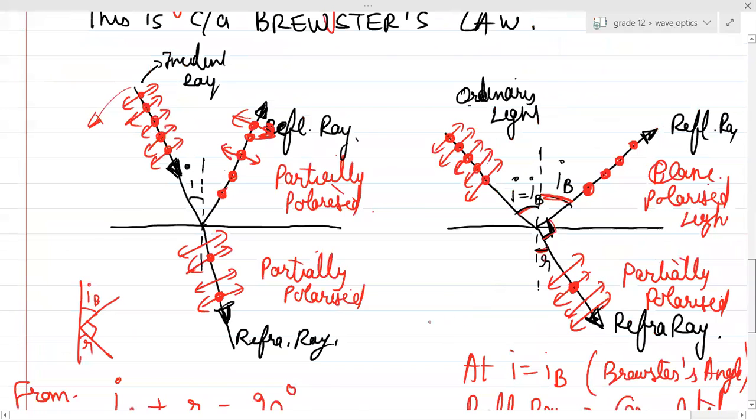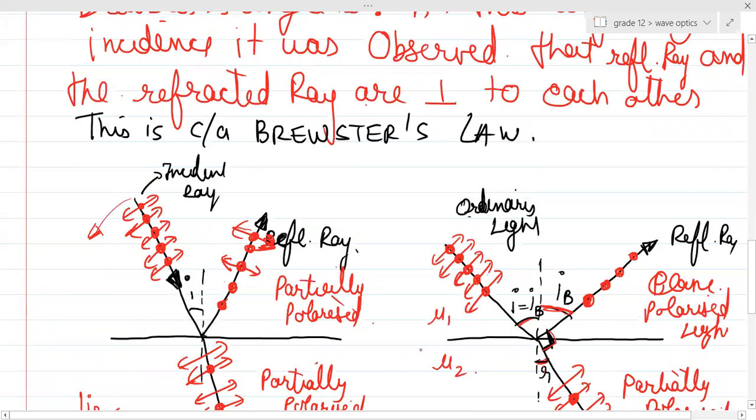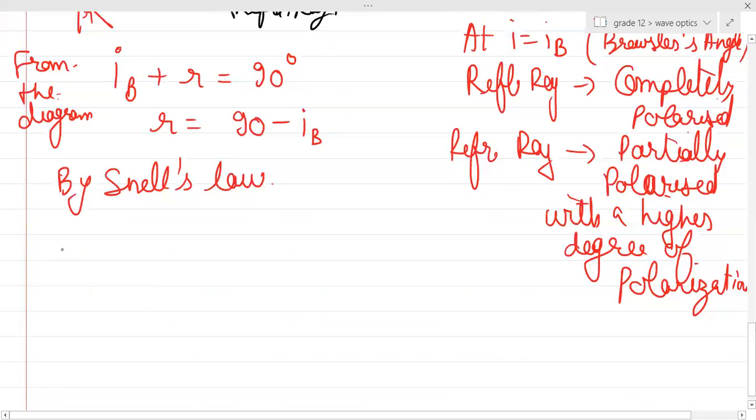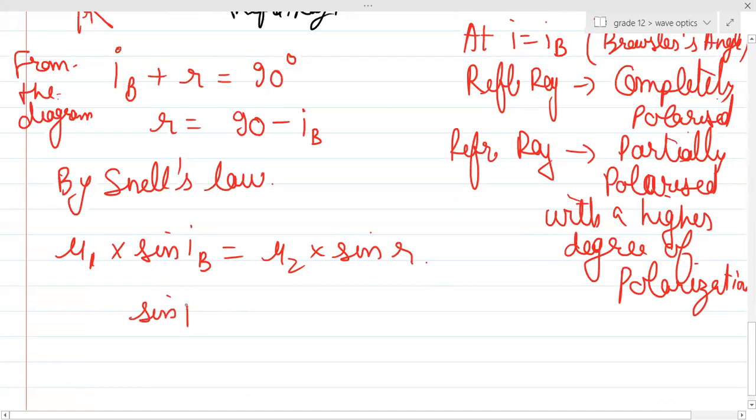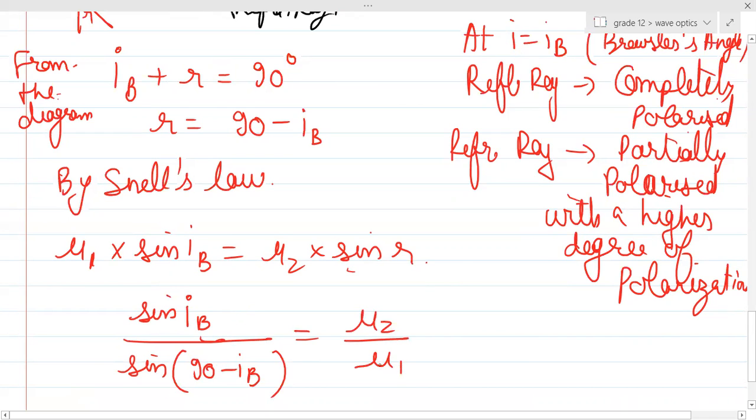Suppose, guys, this is medium 1 and this is medium 2, with refractive indices mu1 and mu2 respectively. Can anyone apply Snell's law? Can I say mu1 into sine of IB is equal to mu2 into sine of R? If so, can I write sine of IB divided by sine of R, and R I can write as 90 minus IB, is equal to mu2 upon mu1? And what is this? Refractive index of medium 2 with respect to 1, right?